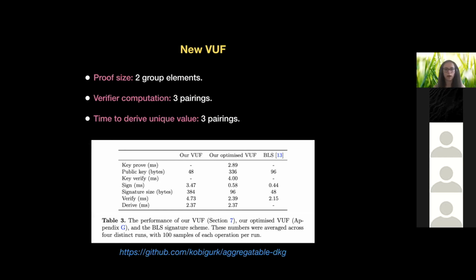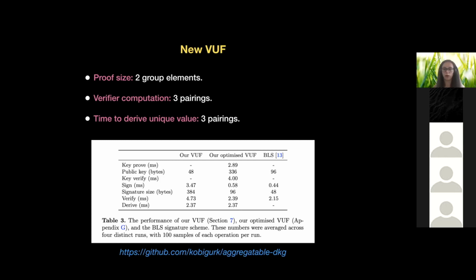So concretely, our proof size consists of 2 group elements, and our verifier computation is 3 pairings. This is compared to BLS, where you have 1 group element and 2 pairings. But if we want to derive a unique value, we need to do an additional computation on top of that, which would be an additional 3 pairings.